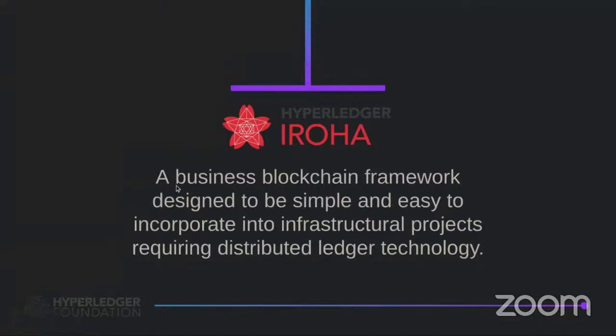Yeah, we have Iroha, a business blockchain framework designed to be simple to incorporate into infrastructure projects that require distributed ledger technology. This is a technology that's modeled around DLT. So basically, it gives businesses a chance to easily develop solutions and incorporate them into their infrastructure.